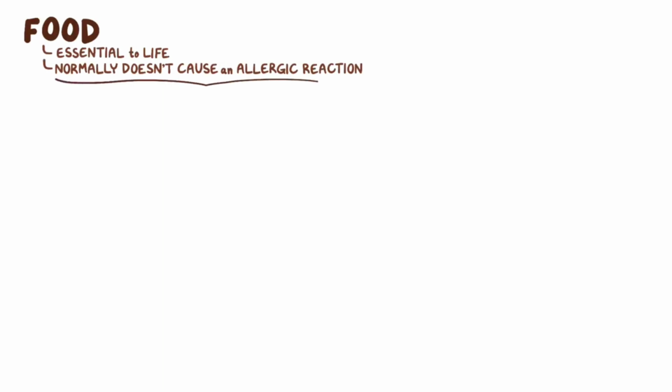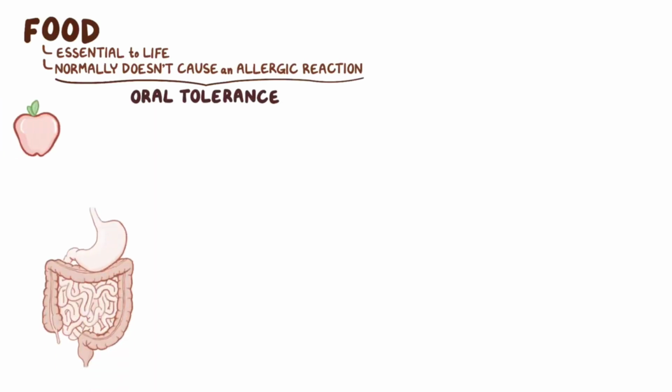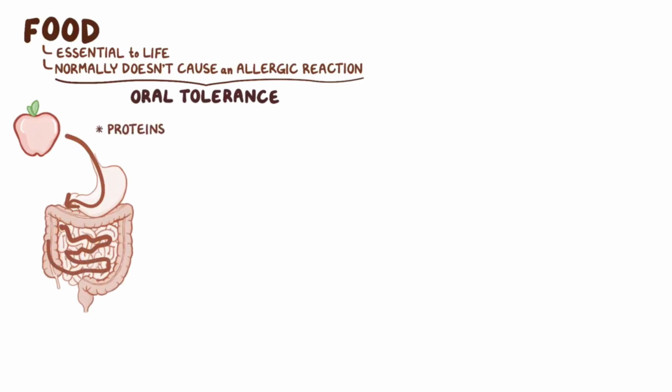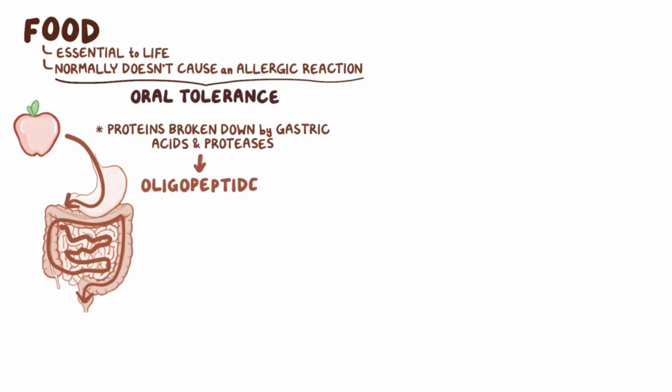Food is essential for life, and normally food doesn't cause an allergic reaction. In fact, the process that allows for that is called oral tolerance. So let's break down how that works. Normally, when food travels through the stomach and intestines, the proteins within them are broken down by gastric acid and proteases into tiny fragments called oligopeptides, small strings of amino acids.